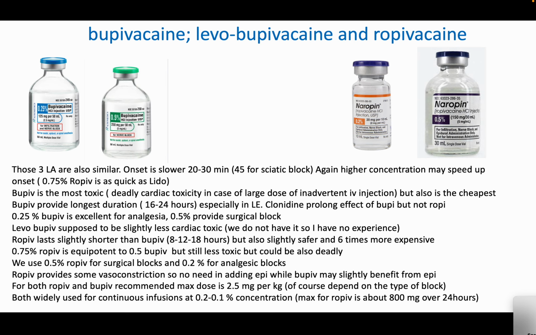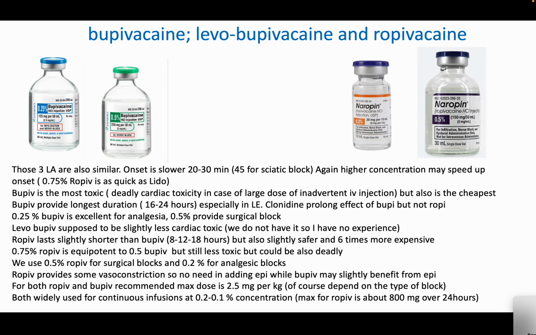We use 0.5% ropivacaine for surgical blocks and 0.2% for analgesic blocks, and it works very well. Ropivacaine provides some vasoconstriction, so no need to add epi, while bupivacaine may slightly benefit from epi. But again, we'll talk about epi separately. We don't add epi routinely at all. For both ropivacaine and bupivacaine, the recommended maximal dose is about 2.5 per kilo. And again, of course, it depends on the type of block.